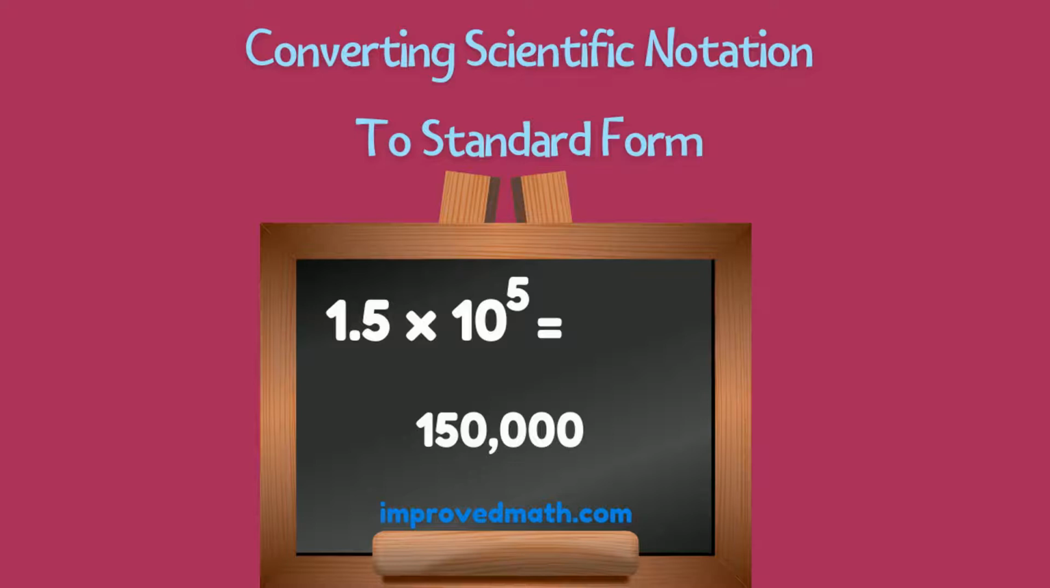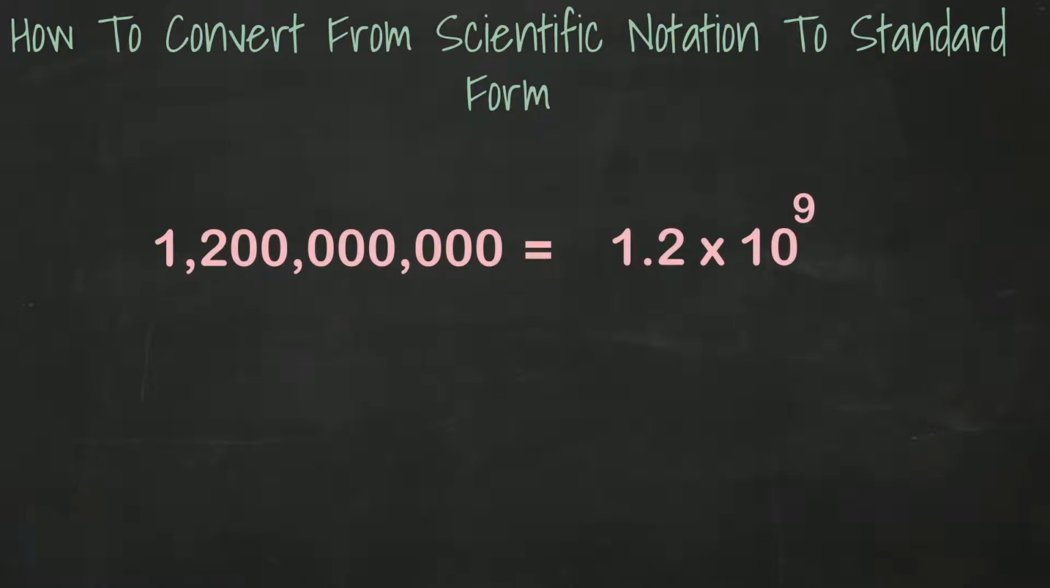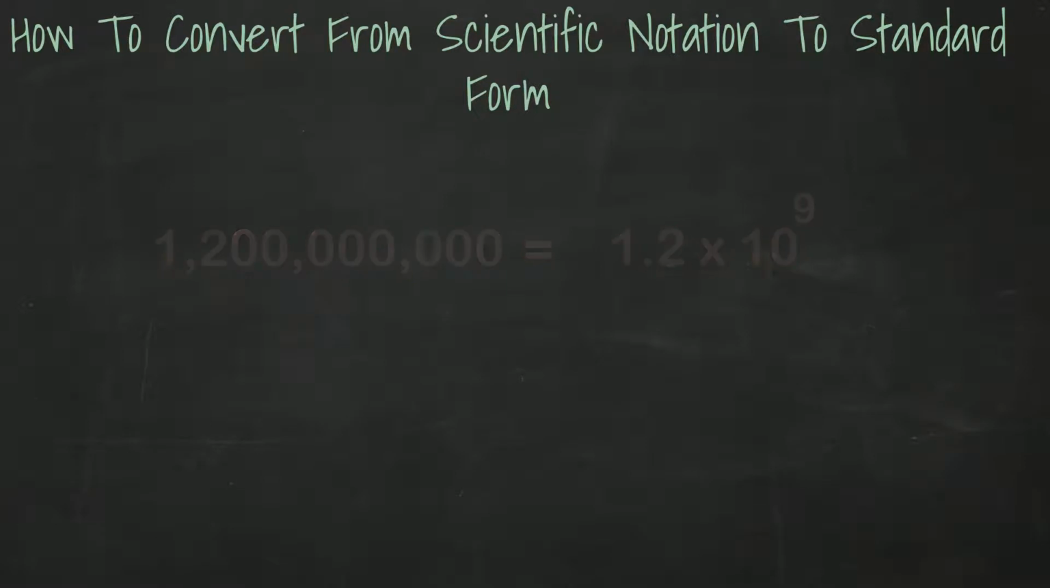In my previous video, we talked about how to take a number in standard form and convert it to scientific notation. Scientific notation just means you're taking a really big or a really small number and writing it into a format that's easier to understand, all by using the powers of 10. Today, we're going to do the reverse and take a number in scientific notation and convert it back to standard form.